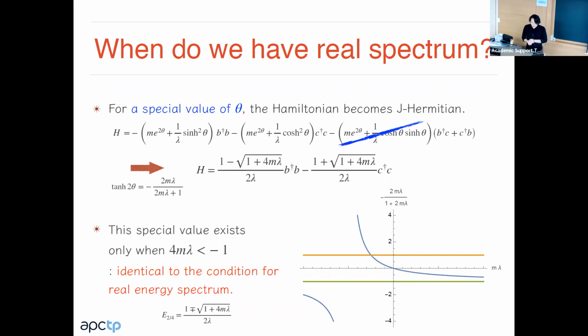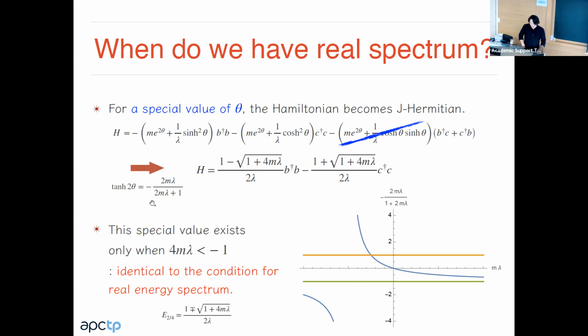And you can also see that for a special value of theta, the Hamiltonian becomes explicitly Hermitian. So this special value just means that this term is zero, so that you obtain this one. And you can easily see that this agrees with the original spectrum.